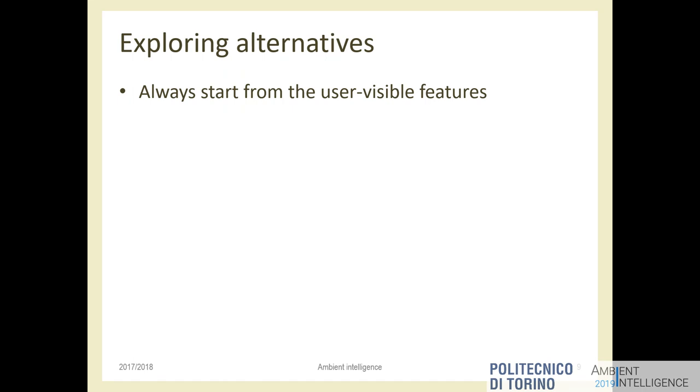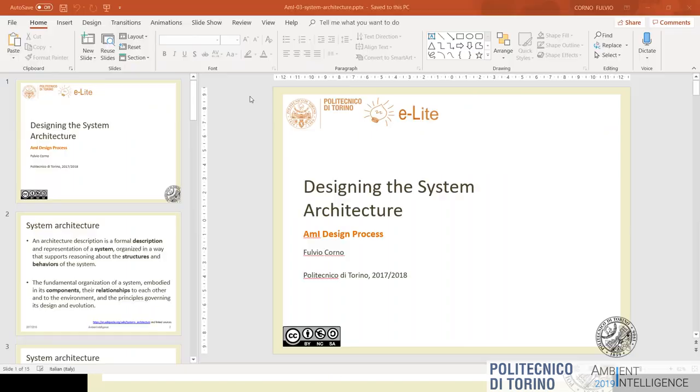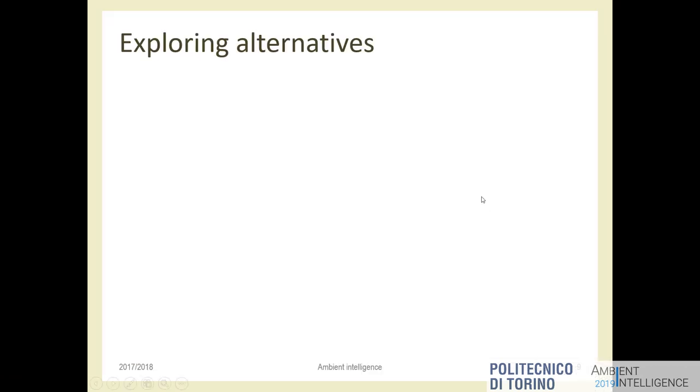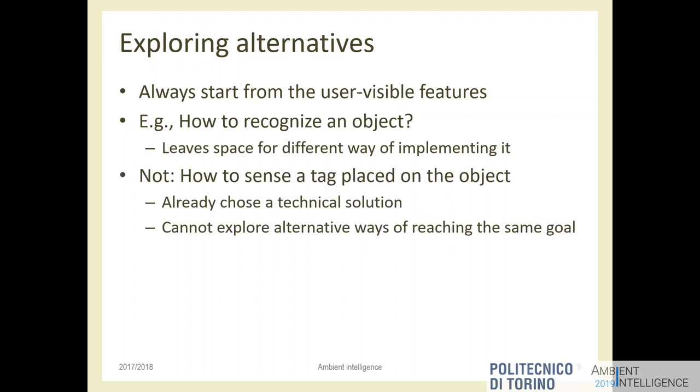So, for exploring alternatives, we start from the user visible features. Let's not start from the sensor or from the data. Let's start from the user. What do we need to give to the user? An image, an action, a sensor, whatever, some data. For example, our system needs to recognize an object. And there are different ways of doing that. Understanding that this is a water bottle, I can do that in many different ways.